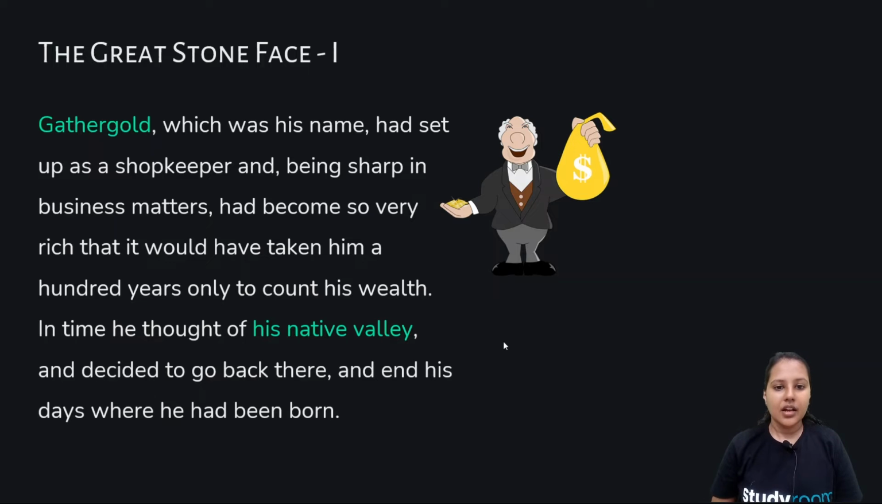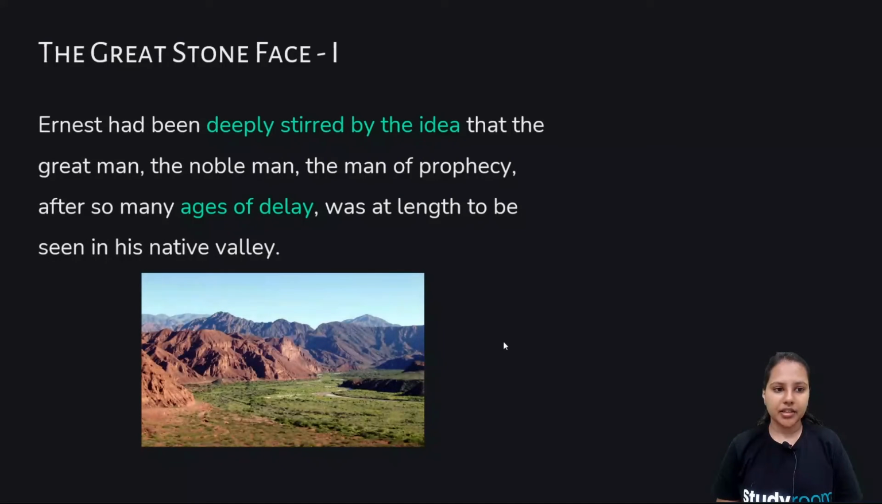Ernest had been deeply stirred by the idea that the great noble man, the man of prophecy, after so many ages of display, was at length to be seen in his native valley. So Ernest is very curious to meet him, and he's stirred by the idea that the man he has been dreaming of since childhood, the prophecy he has been hearing, is finally here.